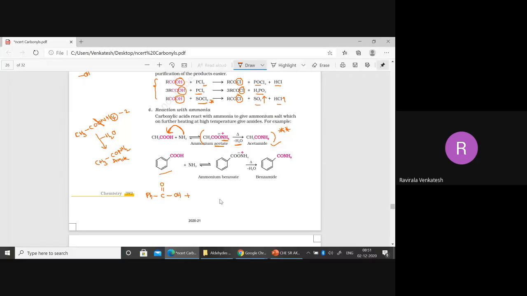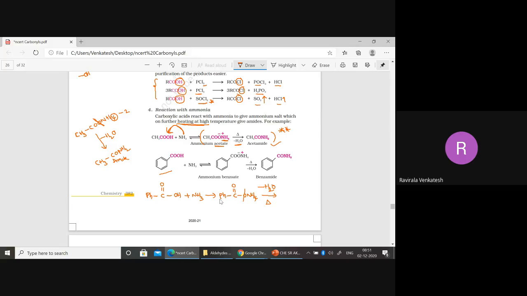Now, when you add NH3 to this one, both will be added here. So we get Ph C double bond O NH4, sorry, ONH4. After this, what happened? Remove a water molecule, minus water, by heating this one. What you have to do? You have to heat this one at high temperature. On heating, no reagent is needed. Simply heat this one.